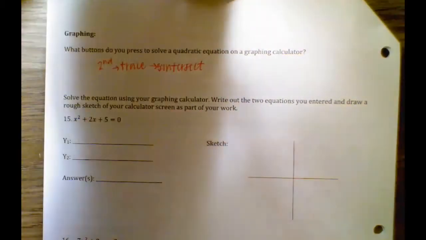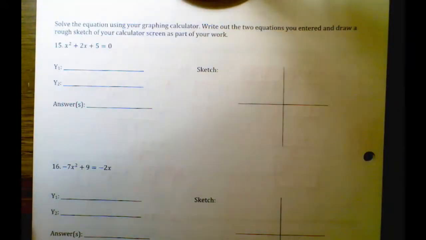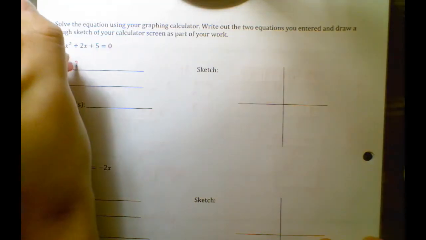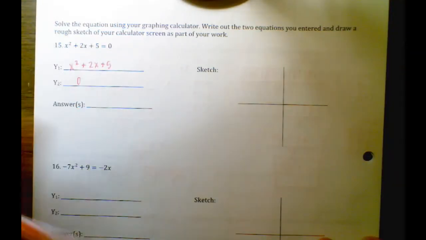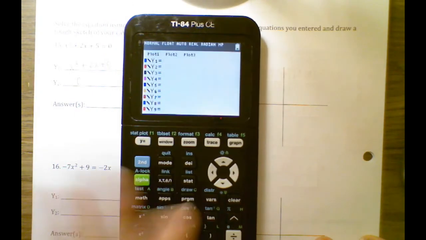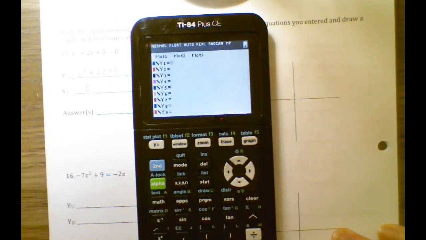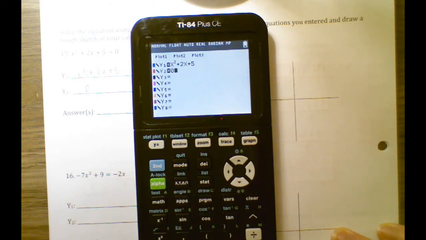Alrighty, so again, that's just a quick little review. So it says solve the equation using your graphing calculator, write out the 2 equations you entered, and draw a rough sketch of your calculator screen as part of your work. Okay, so remember the y1 is the left side of the equation, so x squared plus 2x plus 5, and then y2 is 0. That's the right side of the equation. Okay, so let's go to the y equals screen and type those in. x squared plus 2x plus 5 and 0. Let's go ahead and graph that.